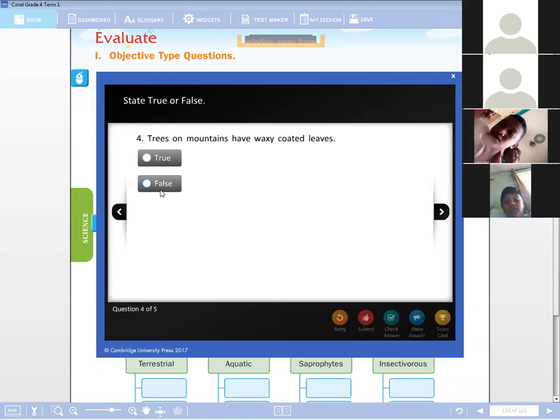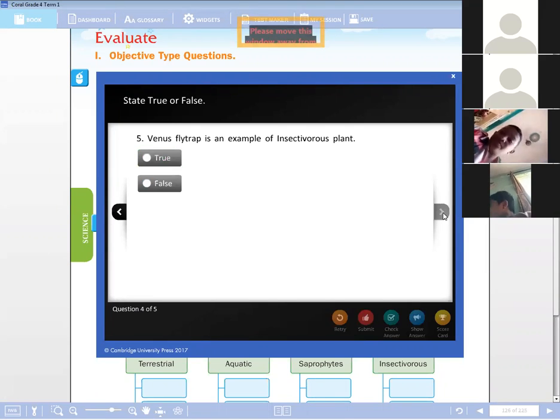Coming to the fourth question. Trees on mountains have wax-coated leaves. Which one? Is it true or false, children? Ritesh is telling again it's a true statement. Yatish also agrees. Okay, I'll just click it and submit it, children. Yes, it's a true statement, children. Trees on mountains have a waxy coating because it is very cold. To protect the trees from snowfall, they have the waxy coating.